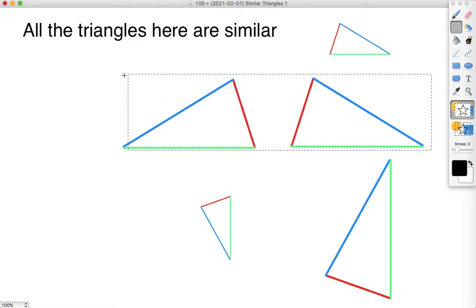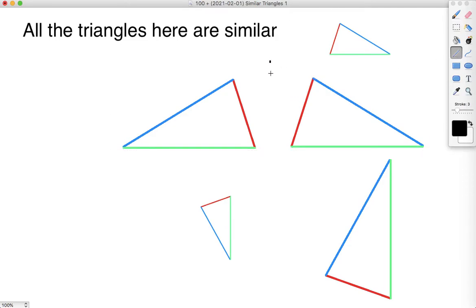These two triangles right here, they're the same, except one of them is a reflection of the other. If we put a mirror right here, and one triangle was looking in that mirror, it would see that other image.